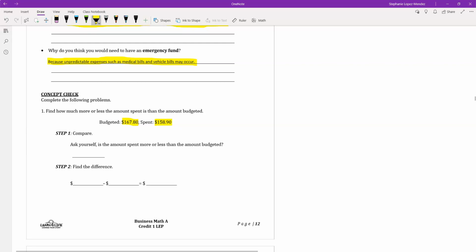So ask yourself, is the amount spent more or less than the amount budgeted? Just by looking at it, the budgeted, or what we thought we were going to spend, was $167. What we really spent was $158. So there's a difference of about $9. So the amount spent was less than the amount budgeted.